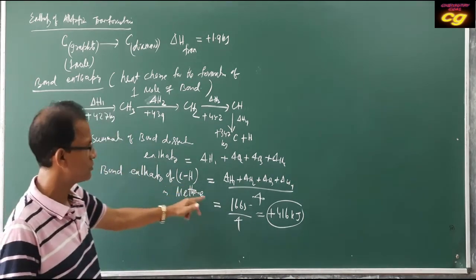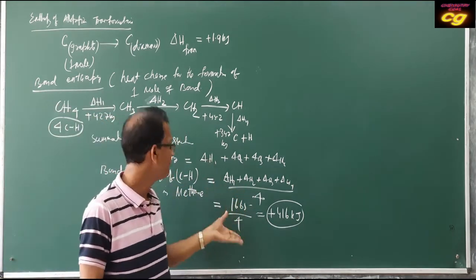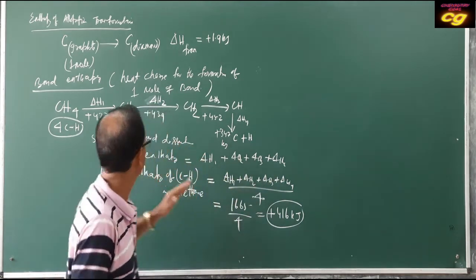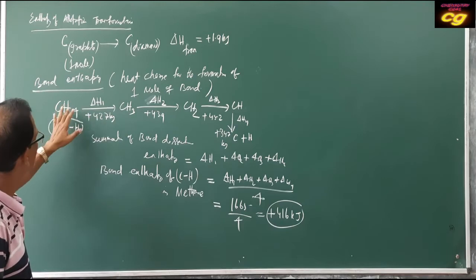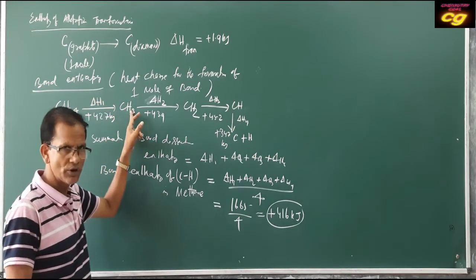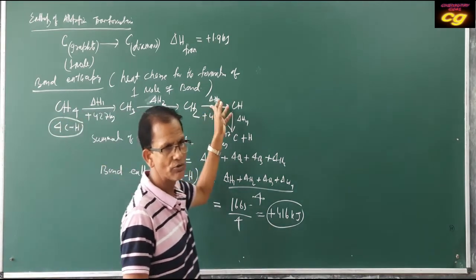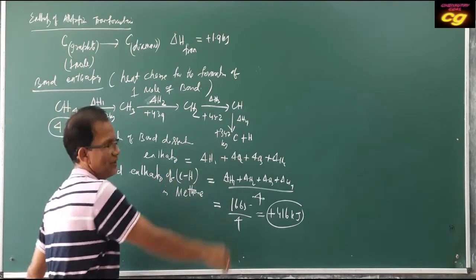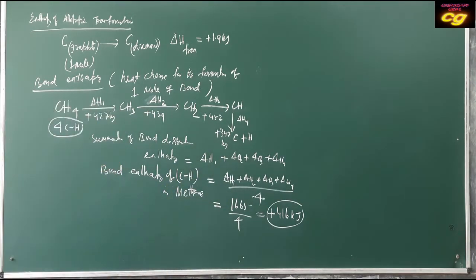CH bond enthalpy. So what is the bond enthalpy? It is the average of all bond dissociation enthalpies. To break the first CH bond, this is called bond dissociation enthalpy. This is called bond dissociation enthalpy, like this. But what is the actual bond enthalpy? Average. Okay, so like this, you can calculate bond enthalpy.